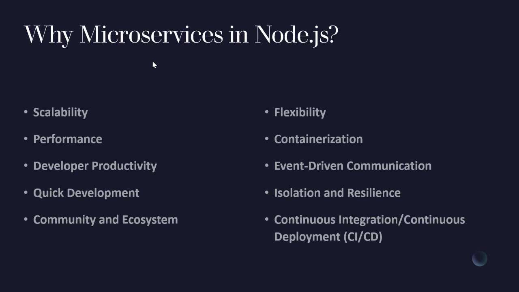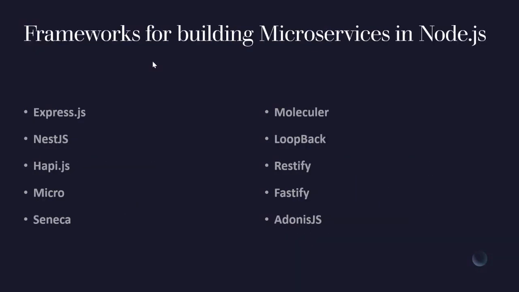So we already discussed this. And the next is CI/CD, that is continuous integration, continuous deployment. Node.js fast startup times and support for modern CI/CD pipelines can facilitate rapid testing, deployment, and updates for microservices. Okay, so these are the main reasons why you should use microservices in Node.js.